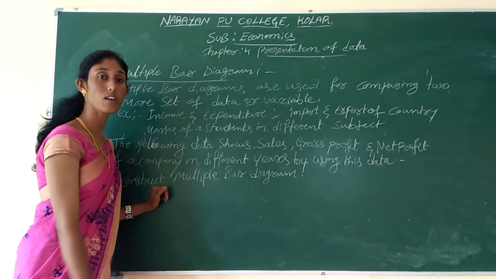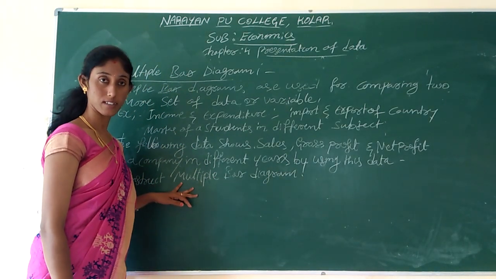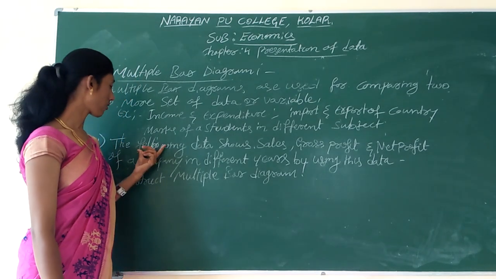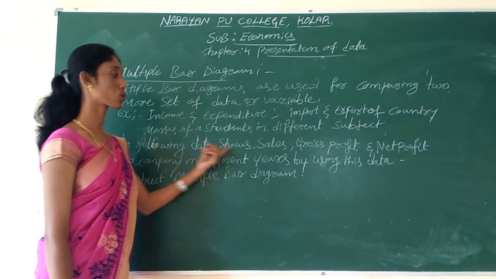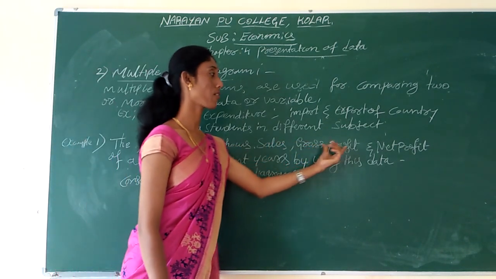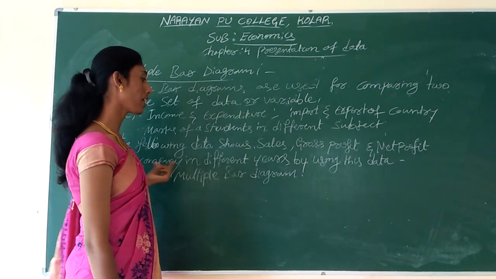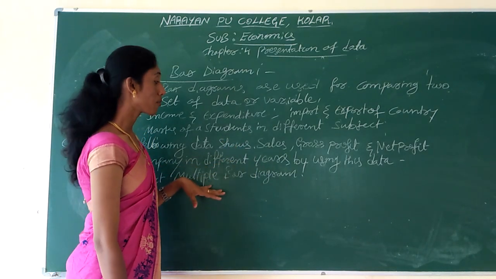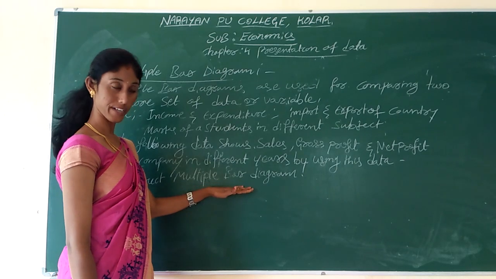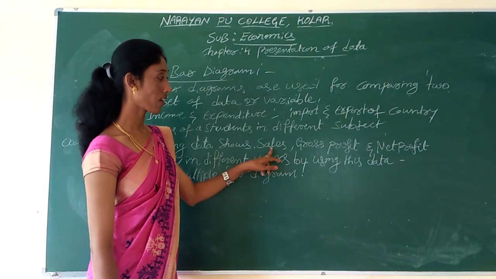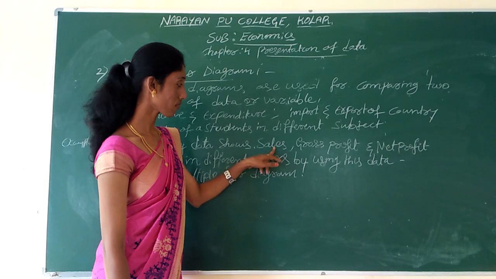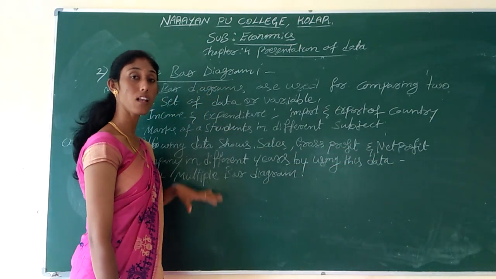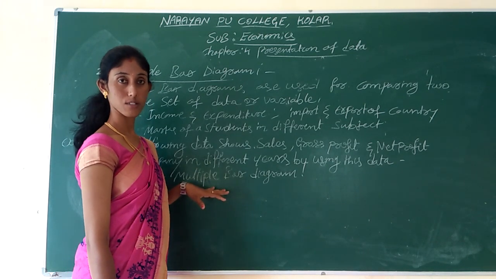They ask questions for 5 marks or 4 marks, or sometimes they will also ask for 6 marks. Got it? They will give a question like this. The following data shows the sales, gross profit and net profit of a company in different years. By using that particular data, we need to draw a multiple bar diagram. We observe one thing here. We have 3 variables: sales, gross profit and net profit. That's why we use a multiple bar diagram to present this. Okay?